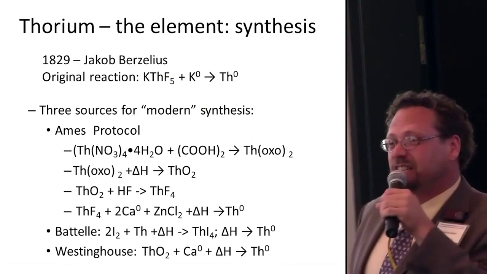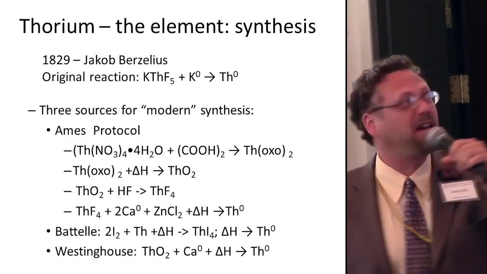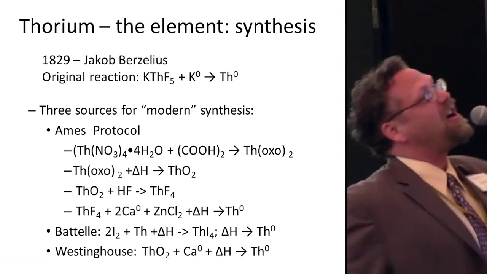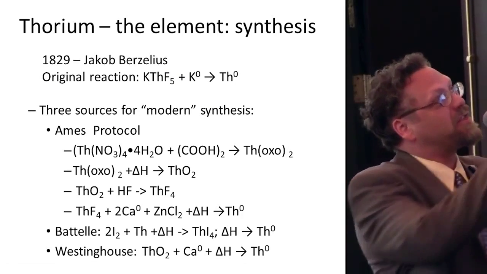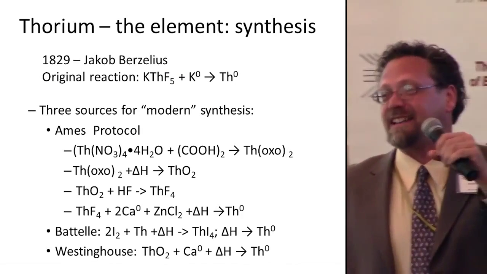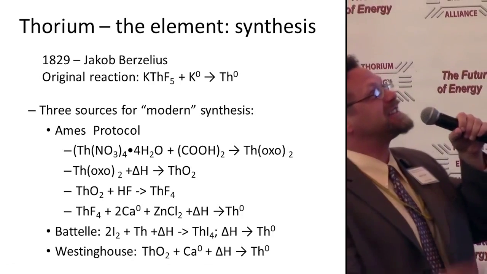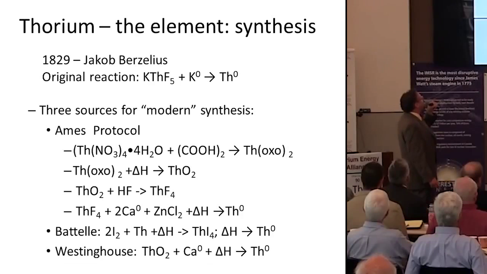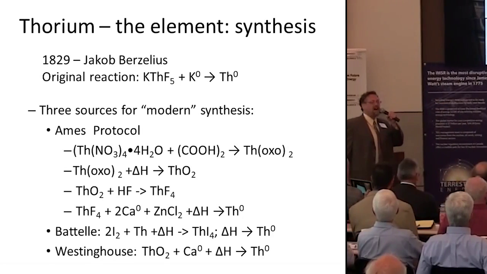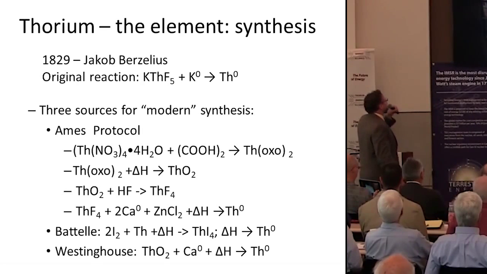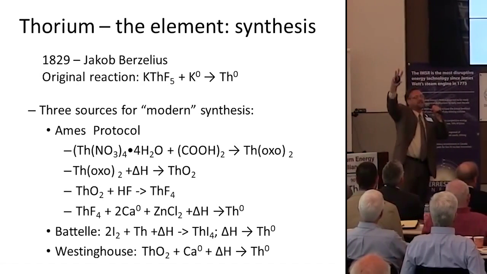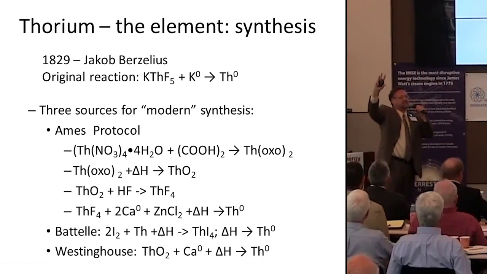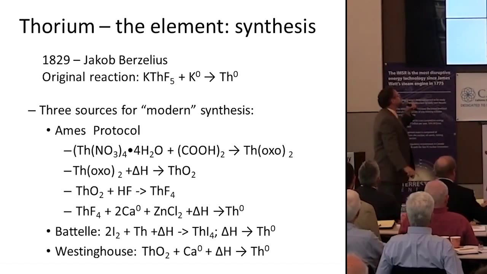The original synthesis by Jakob Berzelius in 1829: he actually took potassium thorium pentafluoride and threw in some potassium. How he did that in the absence of air, I don't know, because that would have reacted like crazy. But that's how he originally isolated the thorium element. We move forward. There are three predominant synthesis methods for high purity thorium.